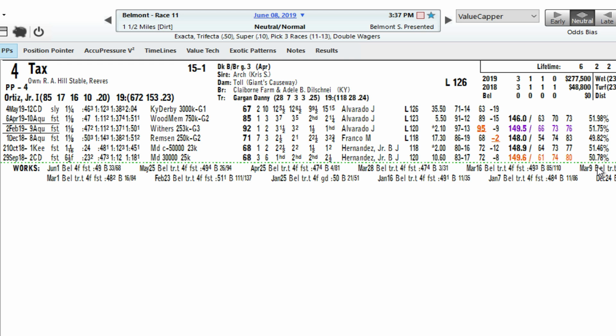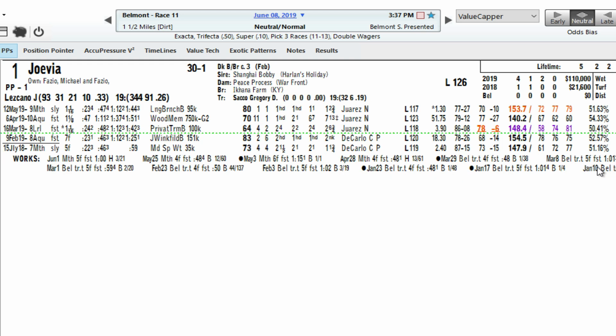My one knock on it, if I have a knock, is I don't know if this colt is, actually it's a gelding, but I don't know if the gelding is fast enough to keep up. But from an energy perspective, from a positional perspective, it's good. But when we expect a horse that doesn't have great energy, great velocity, to make a good close, sometimes it'll make a good close from 8th to 4th. So I'm a little up in the air about Tax.